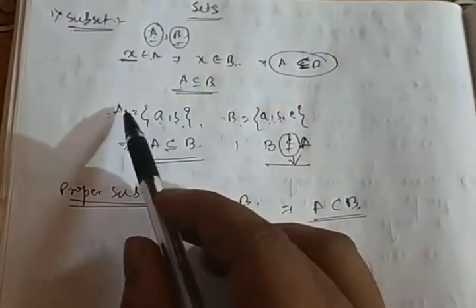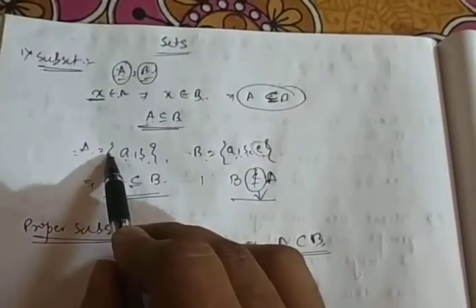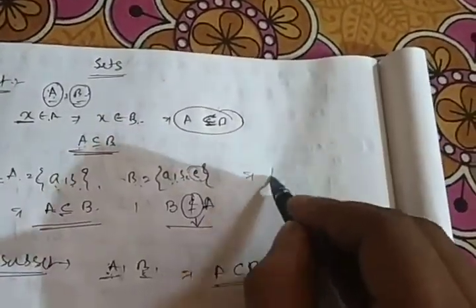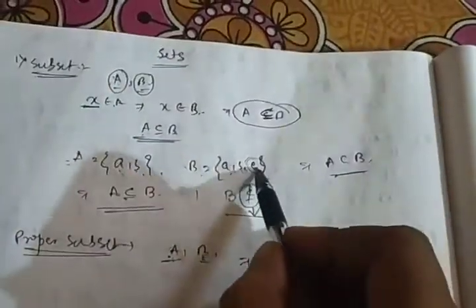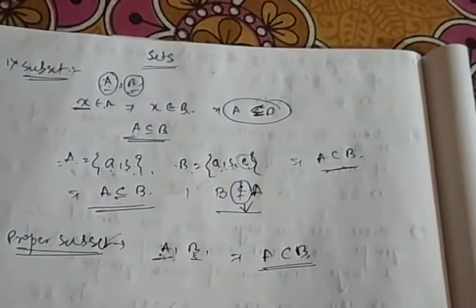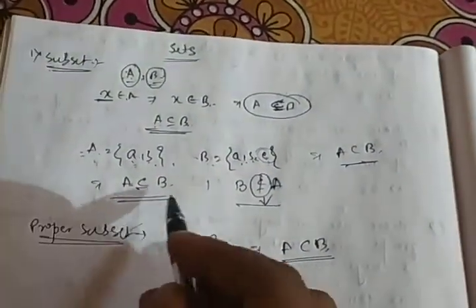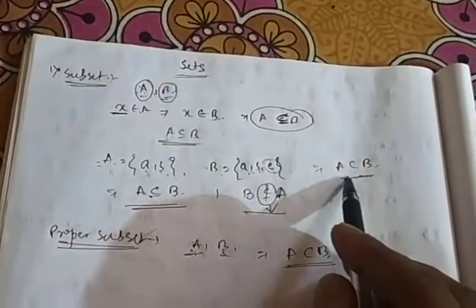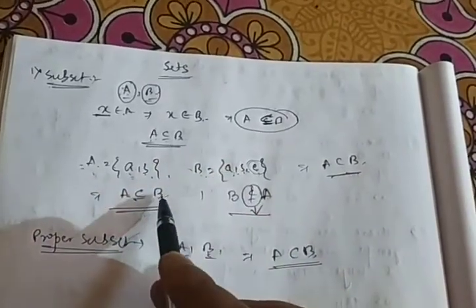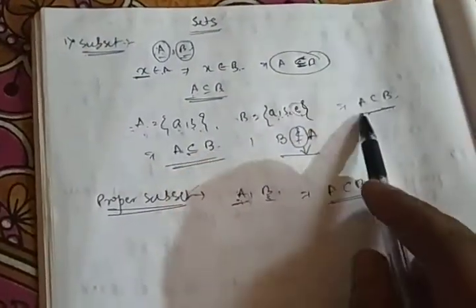As an example, see this example. a and b belong to A and also belong to B, but there is at least one element, c, which does not belong to A. So we can write A is a proper subset of B. When we find an element c in B which does not belong to A, we write A is a proper subset of B. When we cannot confirm such an element, we write A is a subset of B. This sign is for proper subset and this sign is for only subset. A proper subset is also a subset.